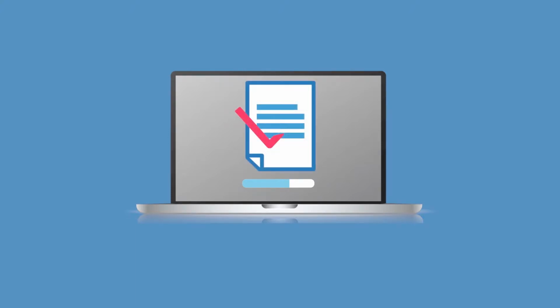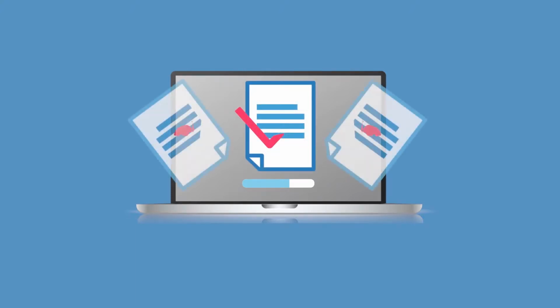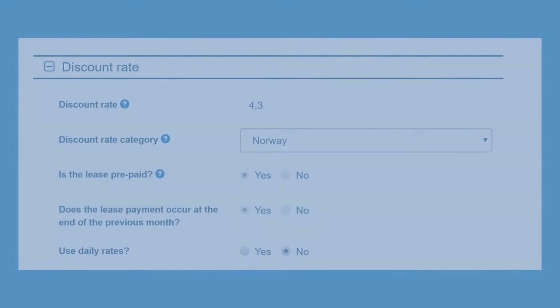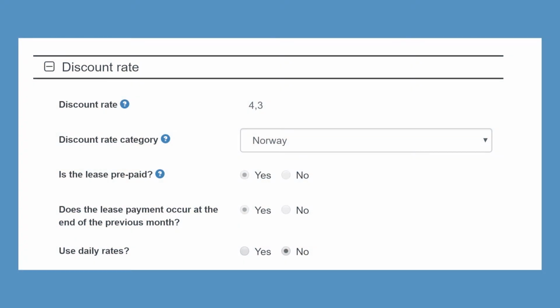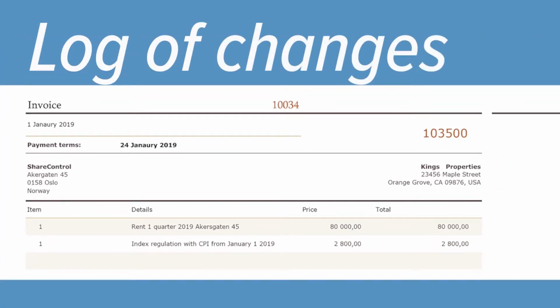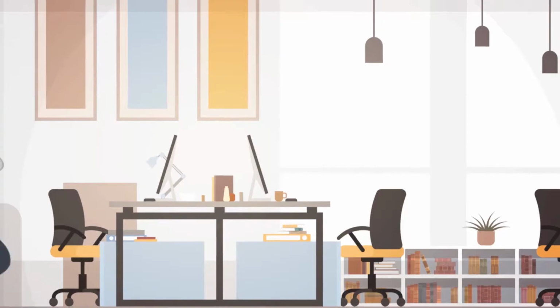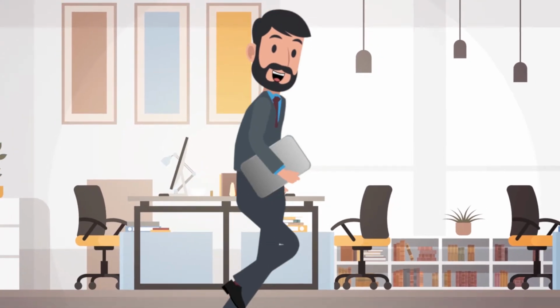If you're still missing contracts, or there's still uncertainty about the assessment of contracts, we recommend that you wait with the upgrade until you're ready. It is also important that the borrowing rate on the date of implementation is concluded. For many companies, it will first be necessary to start with a log of changes when index adjustments need to be measured at the end of 2019 or the beginning of 2020. Please contact us when you're ready.